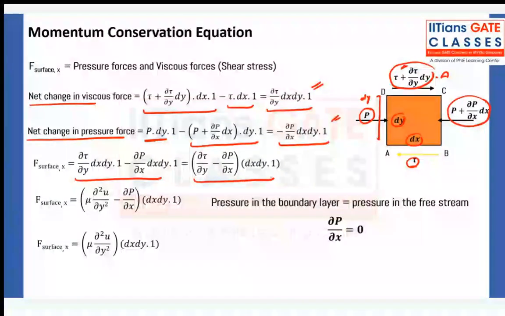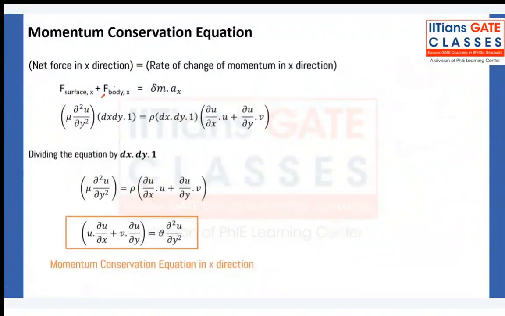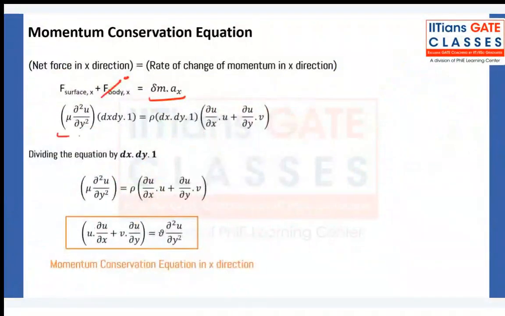Now we are neglecting the pressure differences. Pressure in the boundary layer we are assuming is the pressure in the free stream, so we are cancelling this. You are going to get surface forces as this. Surface forces and body forces we have already neglected; this is already equal to 0. We have defined these two things earlier, so we are going to substitute this here and the surface forces. We are going to get this, then we divide everything by dx dy 1, and finally you will get this.